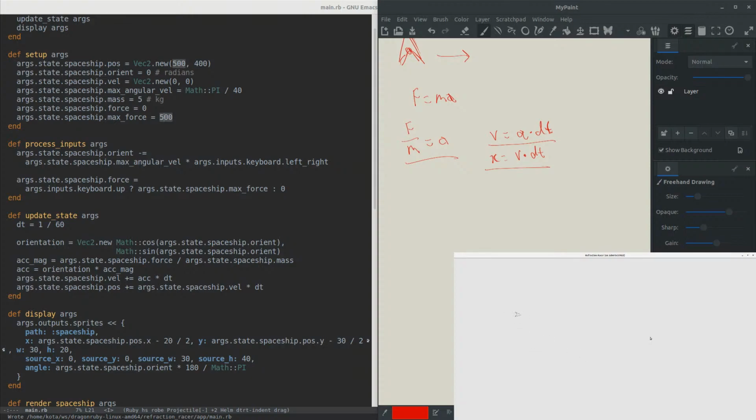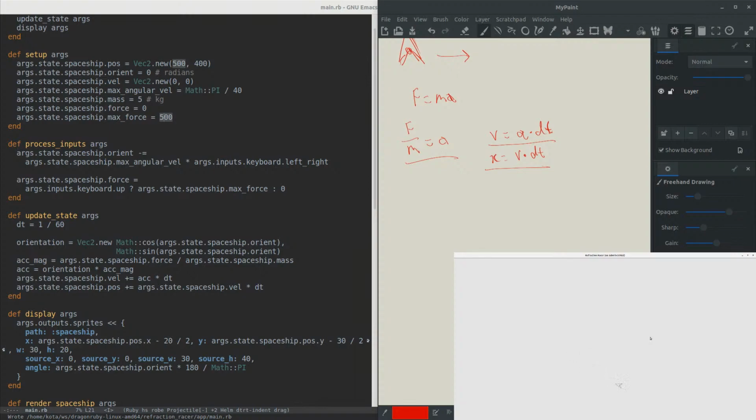So now we have a spaceship that flies around using just basic forces. And we talked a little bit about forces, accelerations, velocities, and how that all comes together. Okay, so that's cool. Now from here, why don't we do something more exciting?